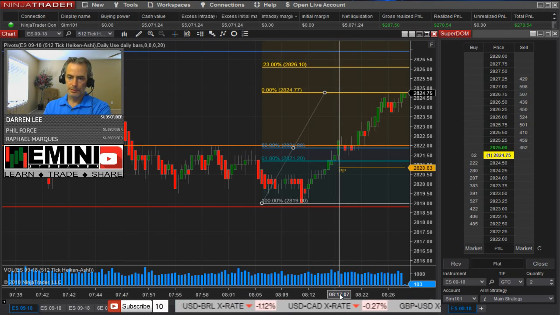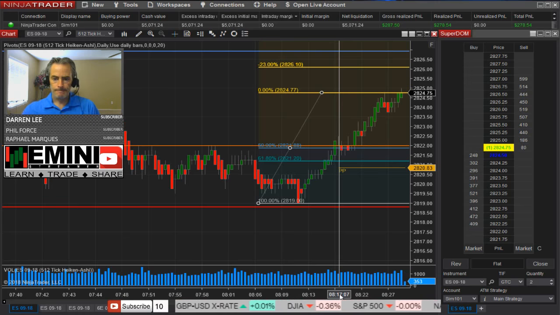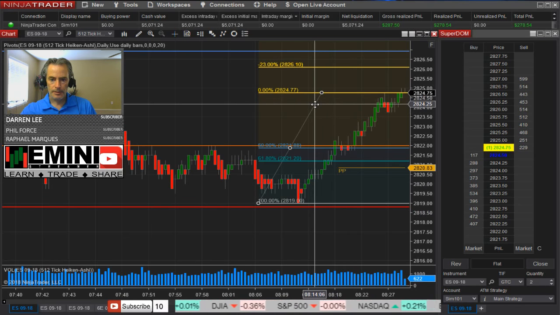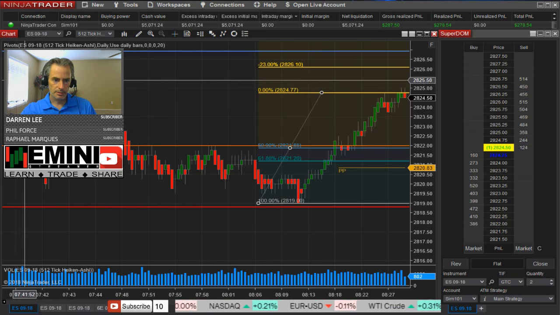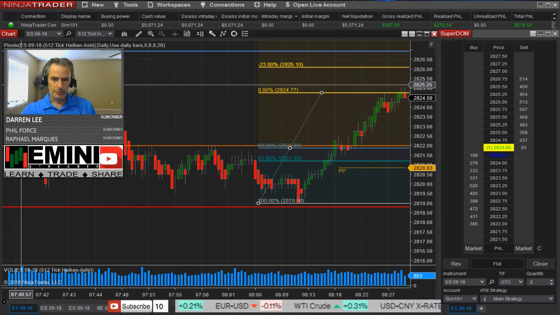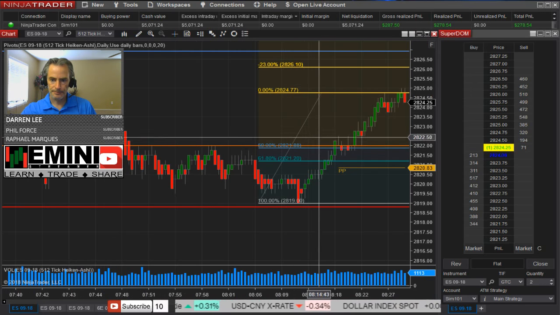I think it's going to make another move up here first before we get the pullback that we're looking for, which is okay with me. That's just confirmation that we're in the long. If we can break that, break this high, that'd be nice.